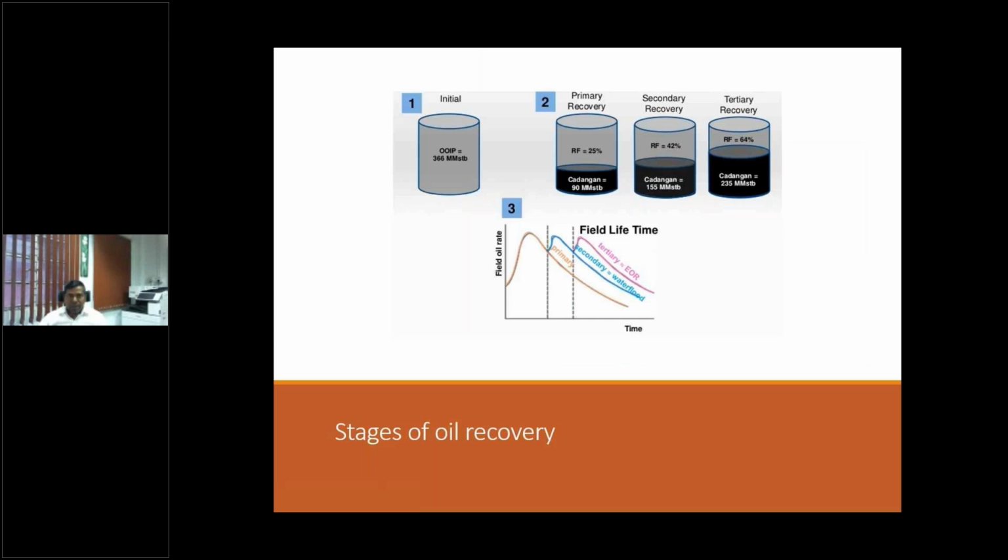So in this slide you can see there are several barrels which have been placed. The first barrel represents basically oil in place, and you can see a number represented there, 366 MMSTB. In primary recovery, 25% recovery is obtained, that is equivalent to 90 million barrels. If you go for secondary recovery, it is equivalent to 155, and if you go for tertiary recovery, it goes to as high as 235. The same thing has been represented on the diagram below in a field oil rate versus time.